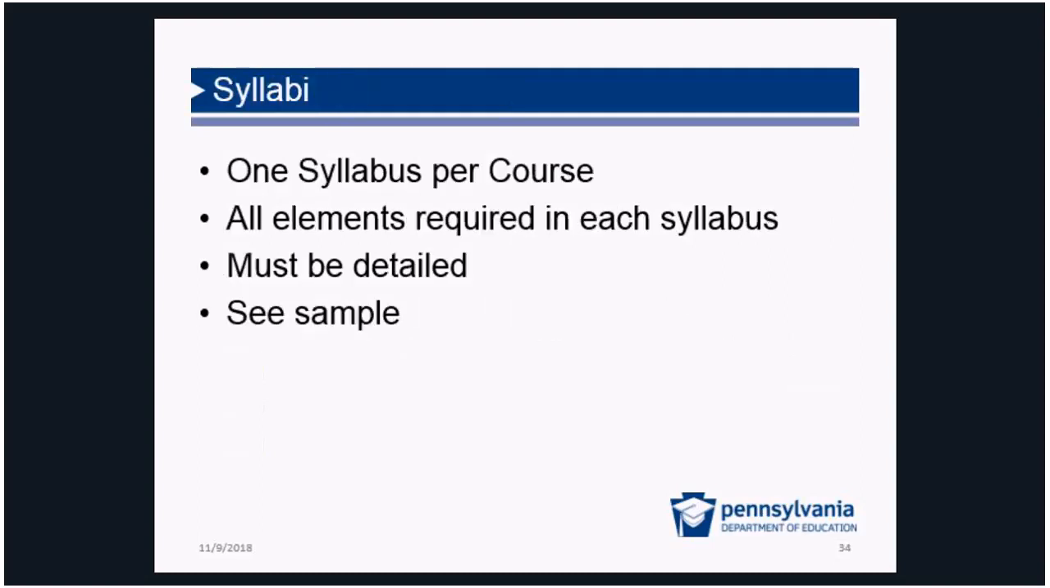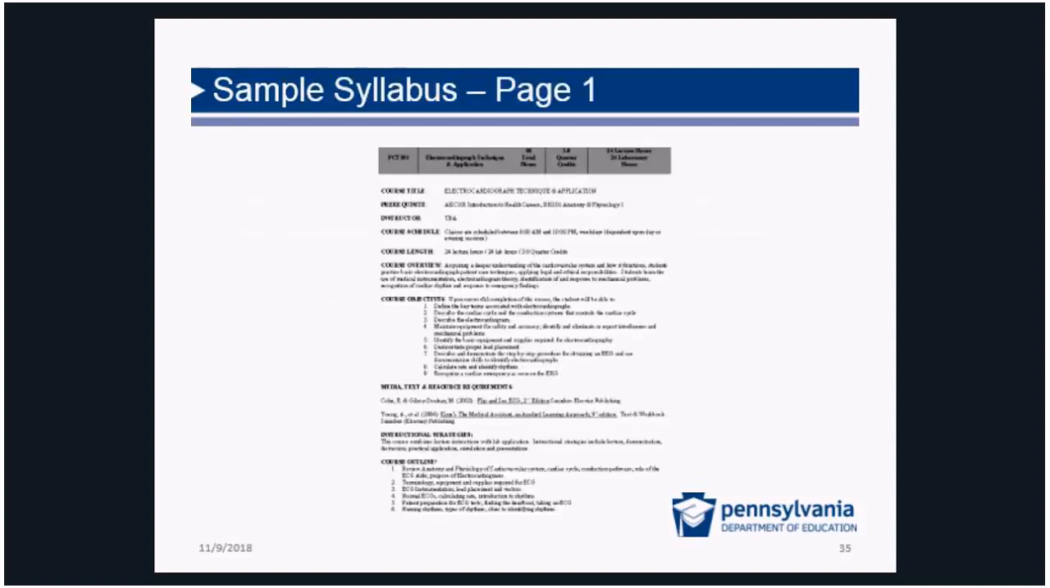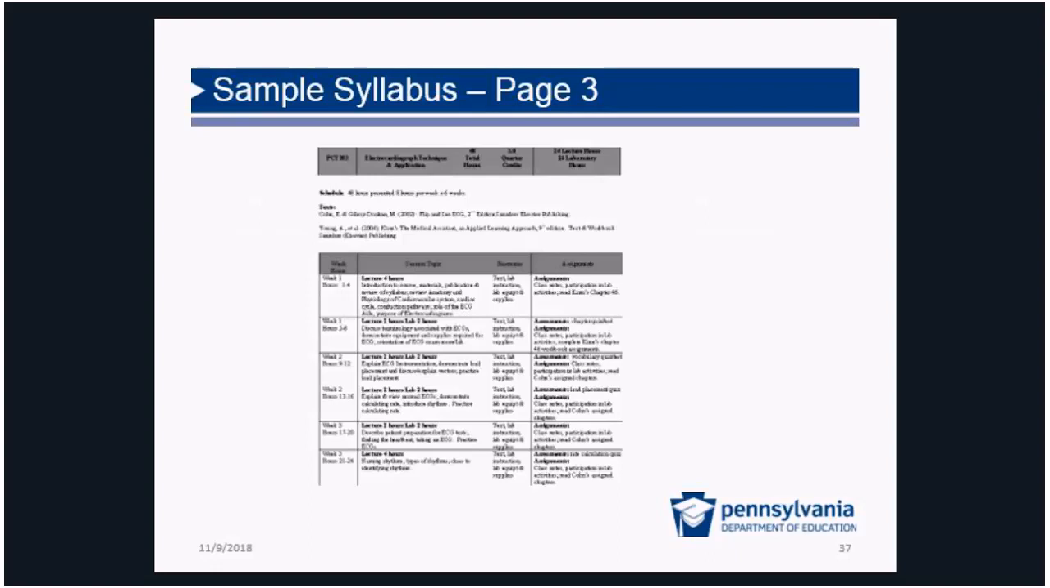You must provide one syllabus per course, so you will see that the course name appears on the syllabus tab, and you are expected to enter a syllabus for each of your courses. Each syllabus has to include all of the required elements. Please note that the outline of instruction must be very detailed, and note the sample that is provided on the website that shows an example of an acceptable syllabus. This syllabus is 4 pages long.